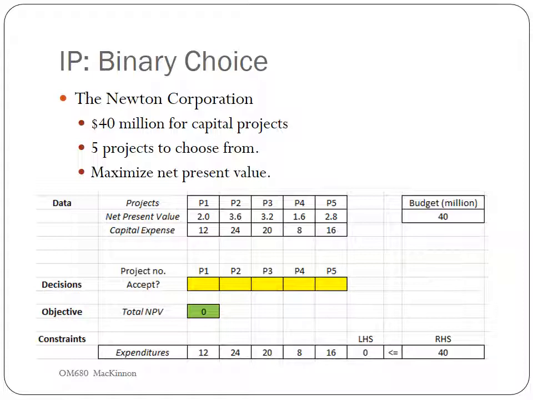Okay. And so in the decision fields for project 1 through 5, we will simply put a 1 for yes and a 0 for no. Okay. And our objective is to maximize our total net present value. Our constraints are the expenditures times the projects has got to be less than or equal to $40 million.